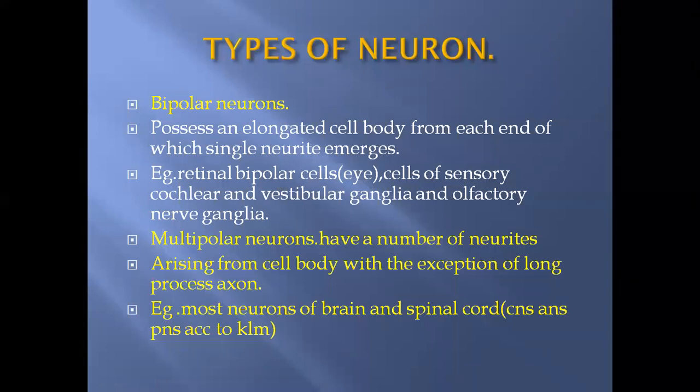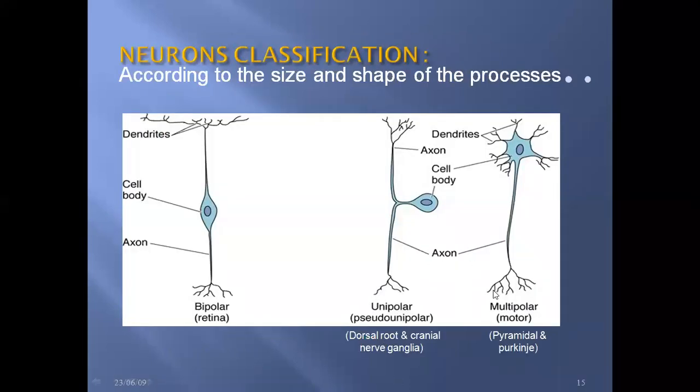Another type is the multipolar neuron. They have a number of neurites, as you can see in this diagram. Unipolar and bipolar cell bodies don't have a number of neurites, but in the case of a multipolar neuron, there is a single axon and multiple dendrites arising from the cell body. The best example of multipolar neurons are motor neurons, which are present in the brain and the spinal cord.